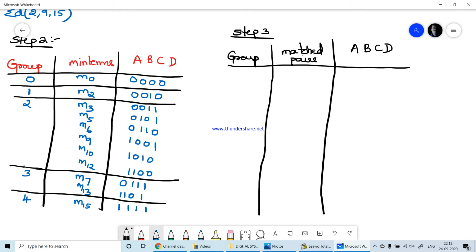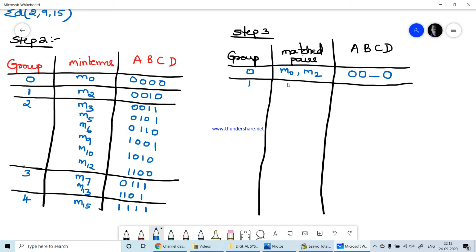Okay, so now group 0. Which are the 2 binary sequences that can be matched here? M0 can be matched with M2, right? So M0, M2 can be matched, where we'll write 0 0 dash 0. That is the bit where you have a difference. Where the dash is, that says the bit difference. Now group 0 can be matched with group 1. We have only M2 in group 1, so that is the end of group 0 getting matched with group 1.